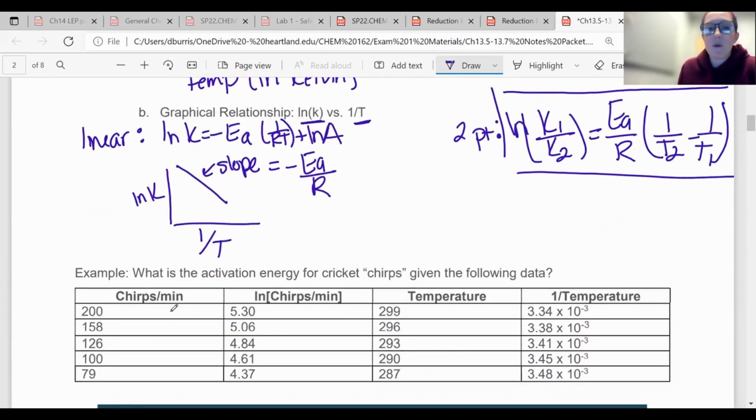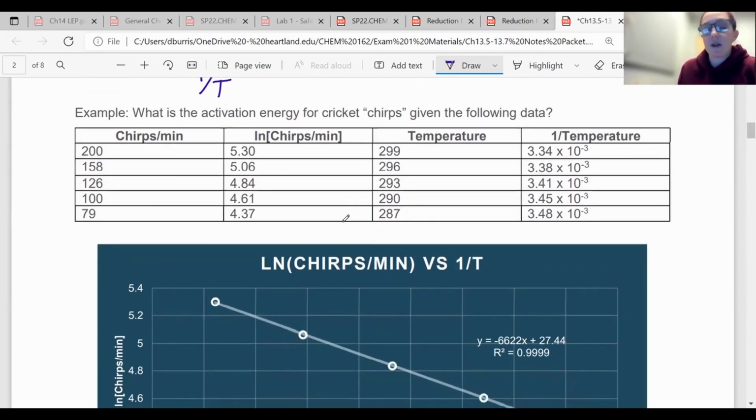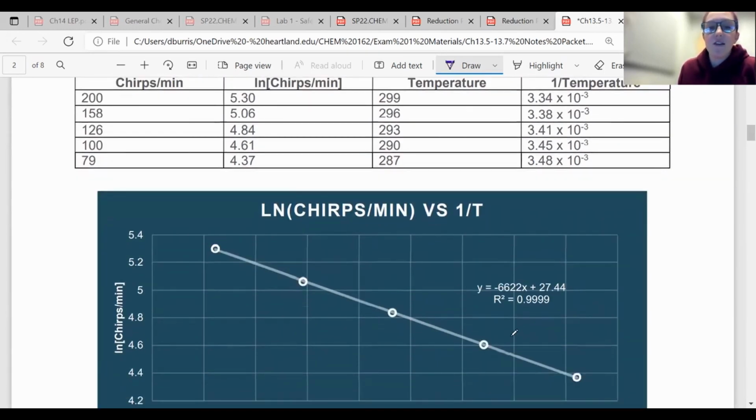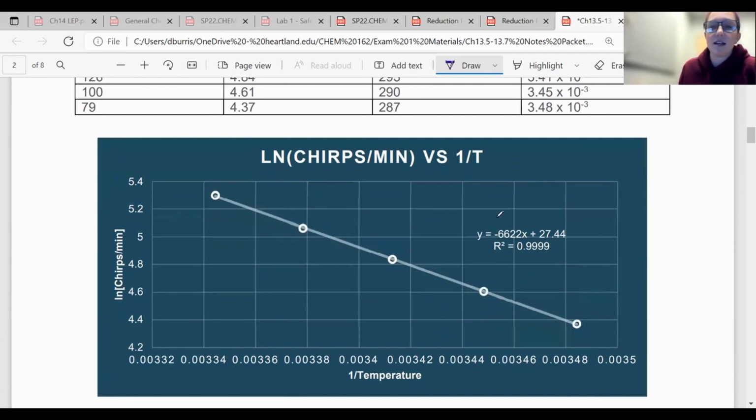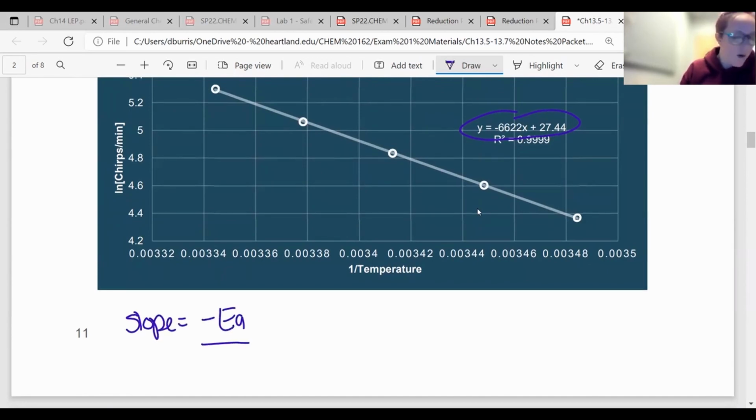So this is an example problem. What is the activation energy for cricket chirps given the following data? I gave you chirps per minute and temperature. I would want you to graph natural log of k versus 1 over temperature. So I already calculated the natural log, and you graph it and you get this nice straight line with this equation over here. And we know that the slope can tell us the activation energy. So if I want to find the activation energy, I know that the slope equals negative Ea over R. Okay, so that's pretty easy.